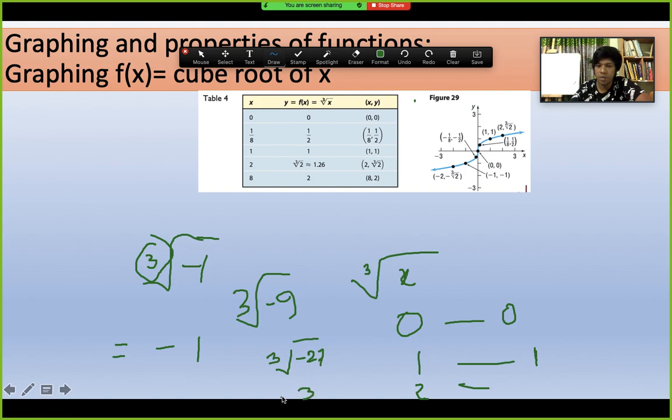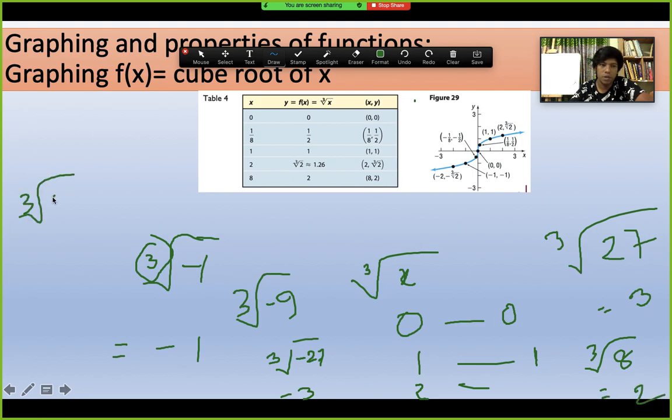The cube root of minus 27 is minus 3. The cube root of plus 27, just for the same pattern, is 3. These are some common values. The cube root of 8 equals 2. The cube root of minus 8 will be, I'm just showing, minus 2. Yeah, so you see this is the value 2 and minus 2. When x equals 8, the answer is 2.